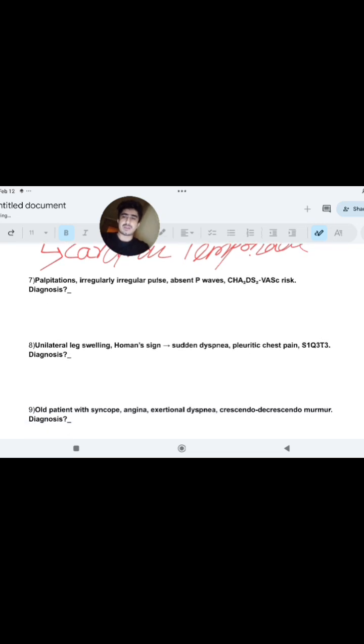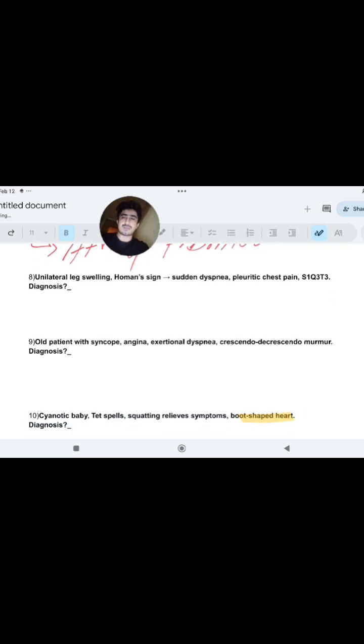Seventh पे है palpitations, irregular pulse and absent P waves. It's specific for what? What will be the diagnosis? Diagnosis will be atrial fibrillation. It is specific. If there is the absent P waves in the clinical case, so the diagnosis will be atrial fibrillation. When there is the heartbeat 300-600 beats per minute.